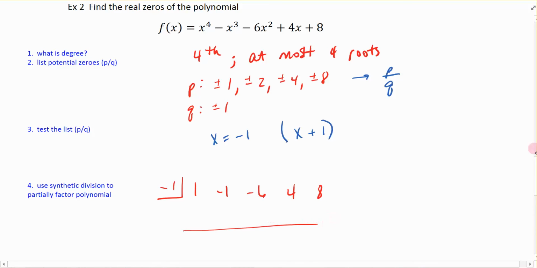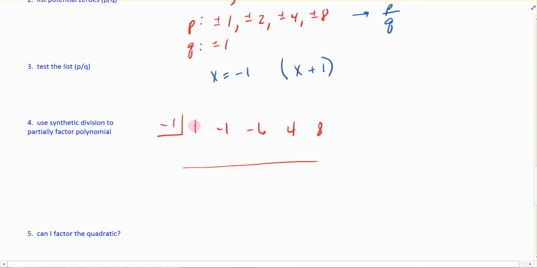We'll draw a line and leave a little room. Bring the 1 down and we multiply and add. So -1 times 1 is -1, add straight down, -2. So -1 times -2 is +2, add straight down. So now let's multiply and add, multiply and add. Remember that you want to get a 0 down here in this last slot. That tells you that you did the synthetic division correctly.